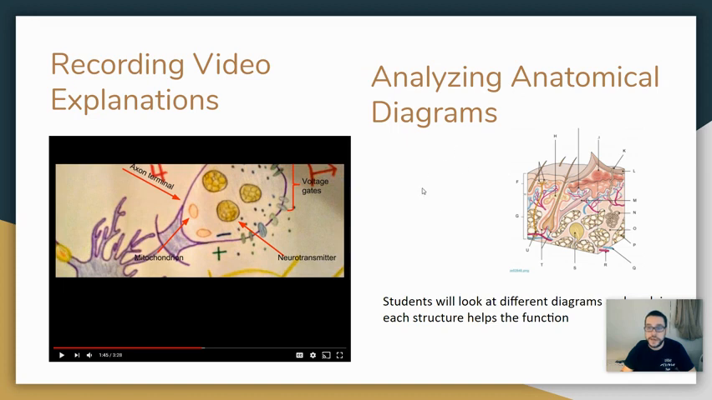Analyzing anatomical diagrams is a big portion. So here we have a picture of the skin. We're looking at the different components of the skin, the different parts of the skin, and how they help keep you warm and cool through sweating and shivering, and the different receptors that let you feel pressure and pain and all that other good stuff.